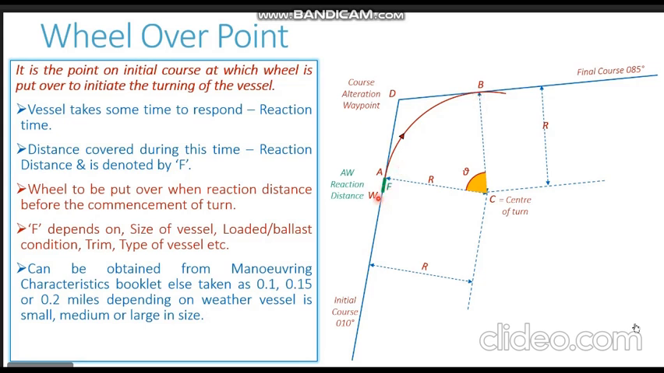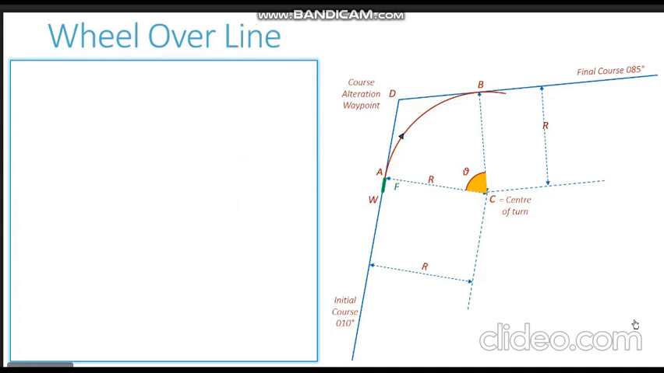The same thing happens if you give the helm angle or the helm order after crossing point W, the vessel has overshot the wheel over point. When it reaches its final track, it will have a cross track error. It will not reach the final course at point Bravo and will instead have a cross track error. It is also going to disturb the nearest distance from the center of the turn. So a very important point for executing the turn.